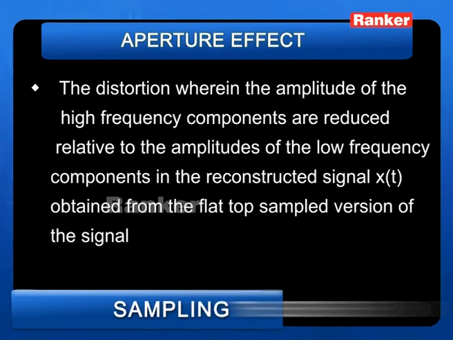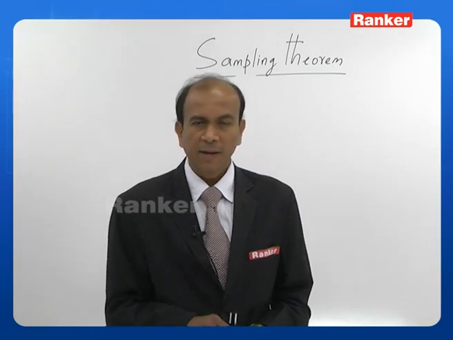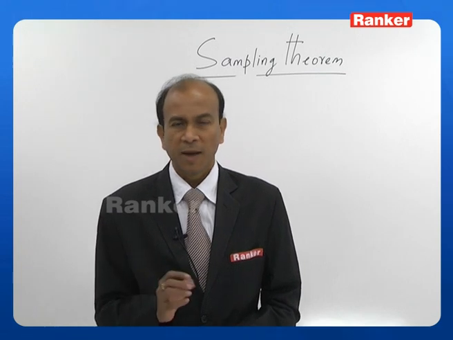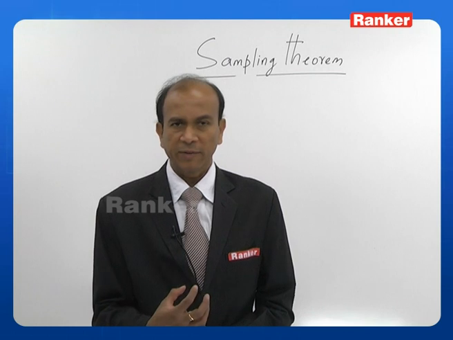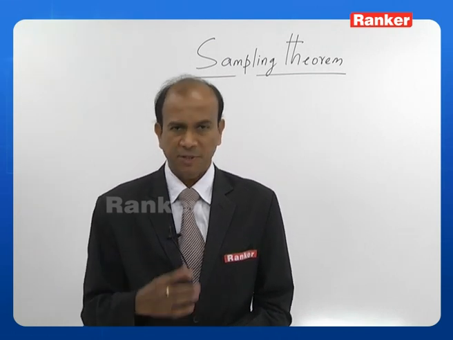Then see what is called the aperture effect. Aperture effect is the distortion wherein the amplitude of the high frequency components is reduced relative to the amplitude of the low frequency components in the reconstructed signal x of t obtained from the flat top sampled version of the signal. We have seen what a flat top sample is earlier. What does that mean? There is a variation in the amplitude. The high frequency components have a lesser amplitude compared to the low frequency components of the signal in a flat top sample. This is called the aperture effect.